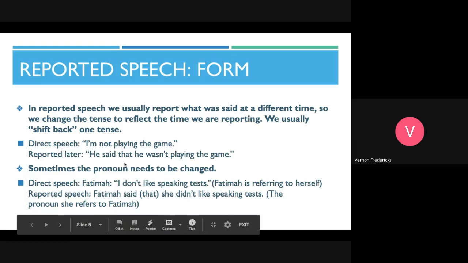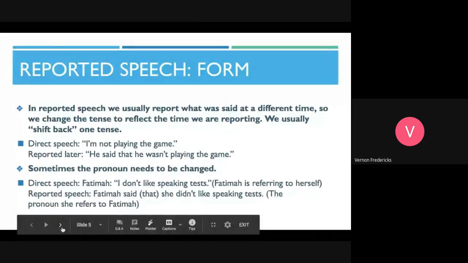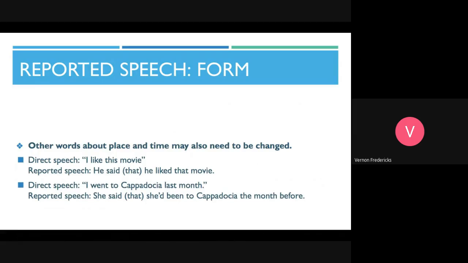Okay, so what is the first thing that we need to change? We shift one tense back. So if it's present, it changes into past. We also have to change the pronouns. Sometimes we have to change the pronouns. So first of all, the tense shifts back. What is point number 3? Other words about place and time may also need to change.